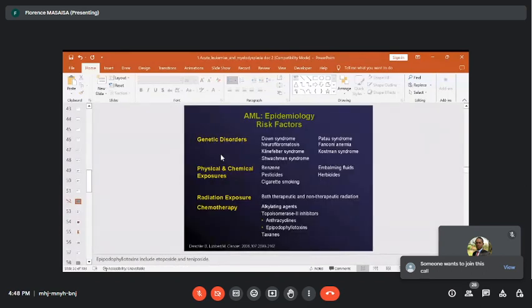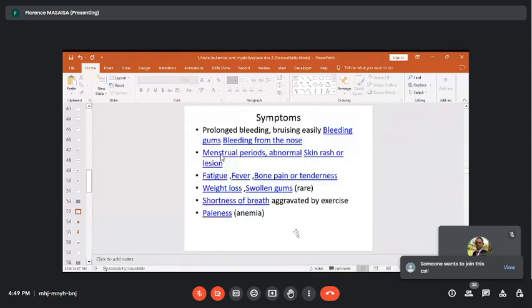What are the risk factors again? We have genetic. People with Down syndrome have a high risk of developing acute myeloid leukemia. Exposure to benzene, pesticides, cigarette smoking, and so on. Anthracycline chemotherapy. So someone may have cancer of the stomach, go through chemotherapy, and then be found to have leukemia. So leukemia can come after cancer therapy. What else do we have to say here?